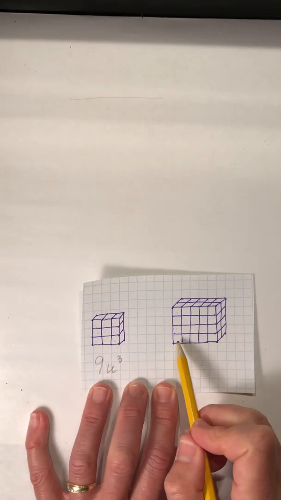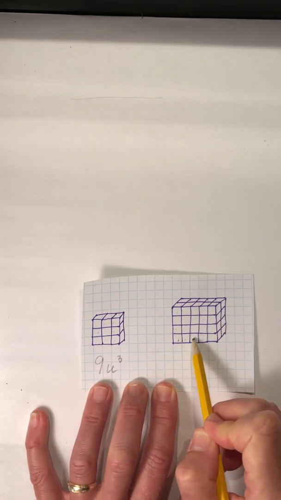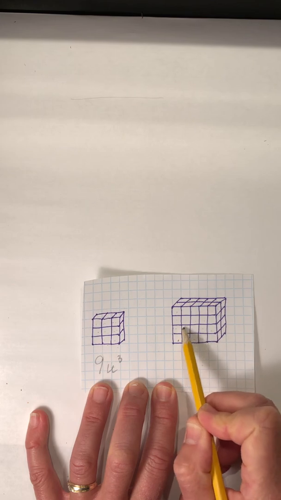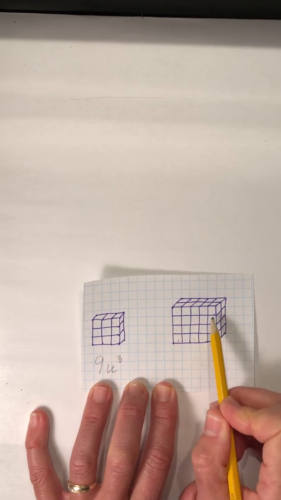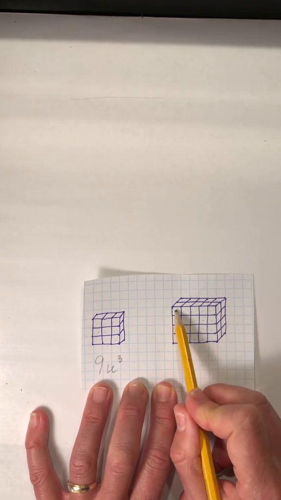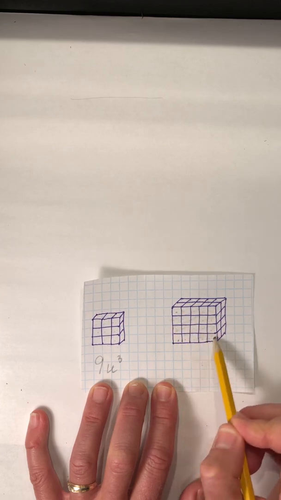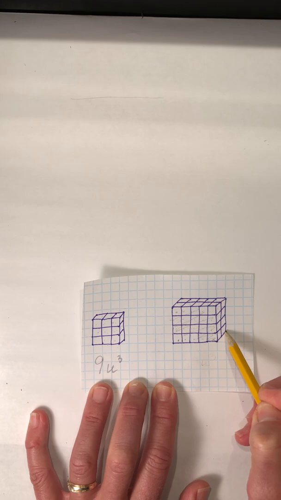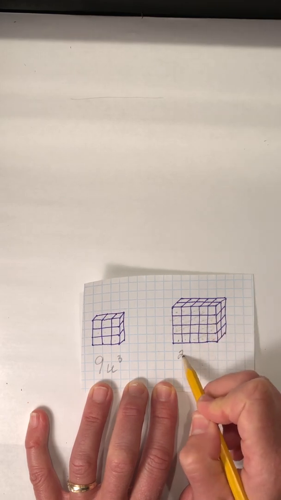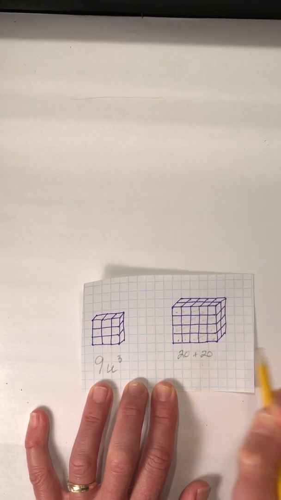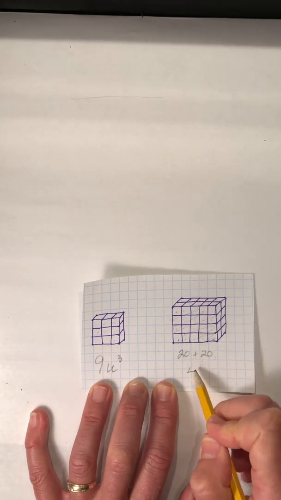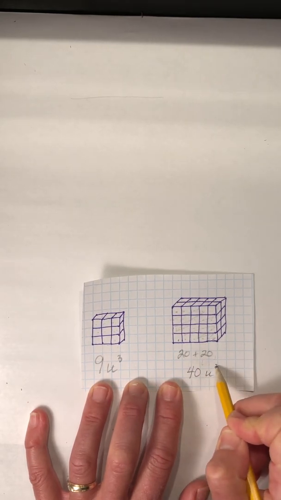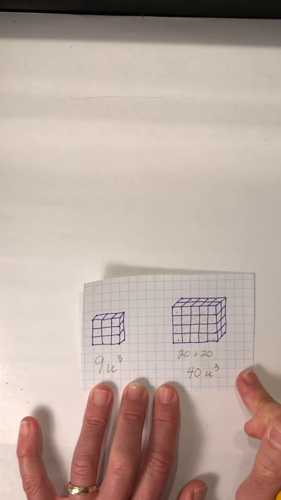Let's look at this one over here. 1, 2, 3, 4, 5, 6, 7, 8, 9, 10, 11, 12, 13, 14, 15, 16, 17, 18, 19, 20. So I have 20 in this first layer. But can you see that I have another layer behind it? So if I have 20 in the first layer plus 20 in the second layer, that would be a total of 40 units cubed, or 40 cubic units.